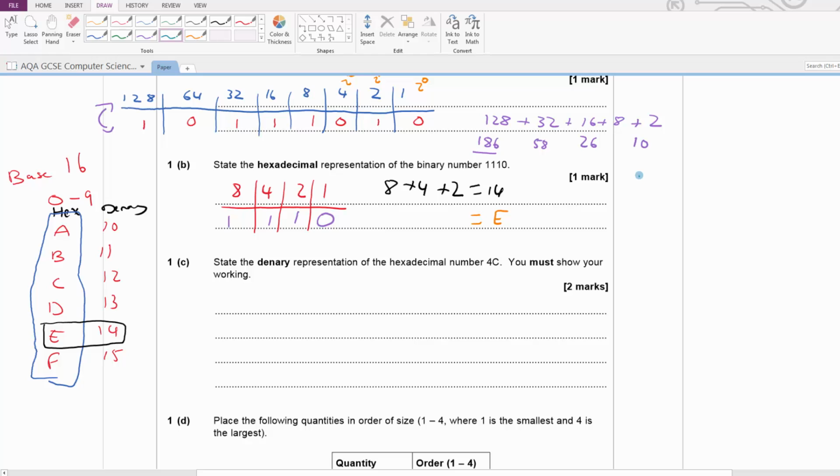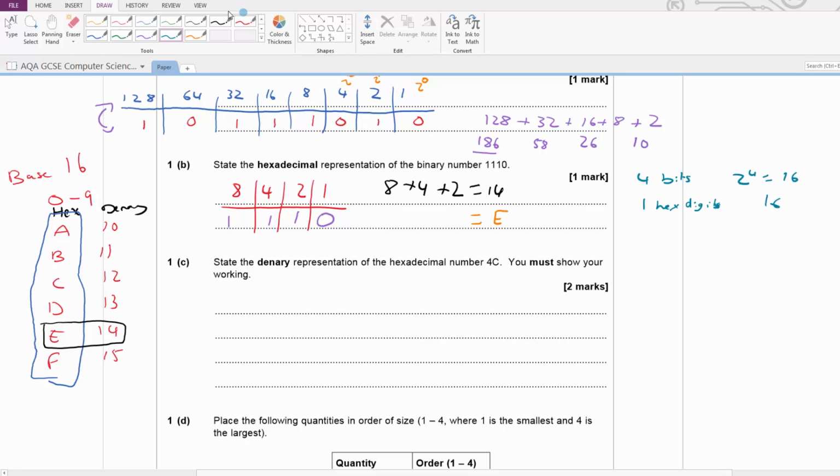So when we have 4 bits, we can represent 2 to the power 4 combinations. So this is 16. When we have 1 hex digit, so bits stands for binary digits, by the way, with 1 hex digit, we can represent up to 16 things. So in the same way that we can represent 16 things with 4 binary digits, with 1 hex digit we can represent 16 things on its own.